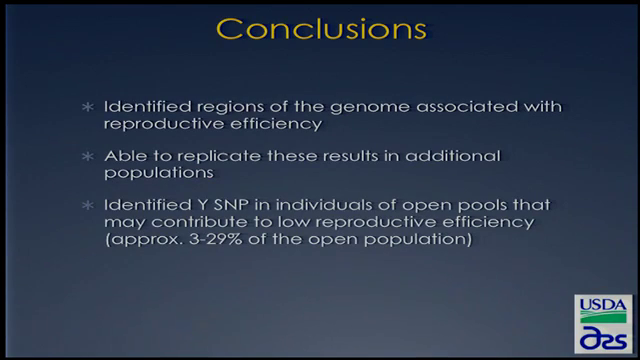So conclusions: when we did start this research, we did want to identify regions on the autosomes that were associated with reproductive efficiency, and we were able to do that. And probably one of the most important things is we were able to replicate this across multiple populations, which is always important. And then, of course, we were able to identify Y SNP in individuals of open pools that may contribute to the low reproductive efficiency. And depending on what test we use, whether they're specific SNPs on the 770 chip or the sexing test, which we looked at, we're able to detect 3 to 29% of open females in the population.